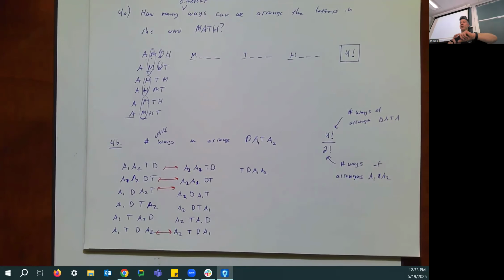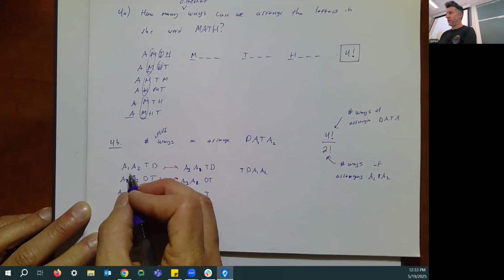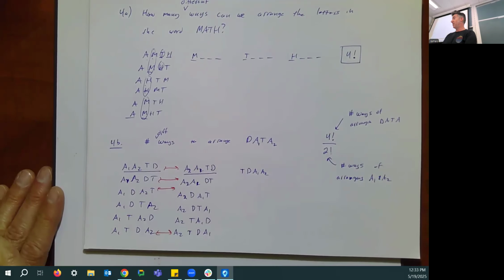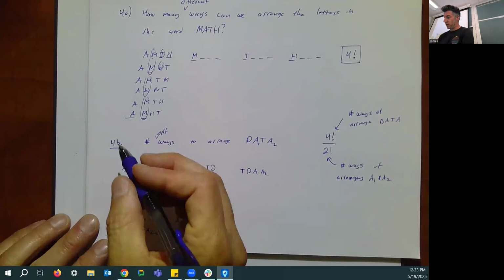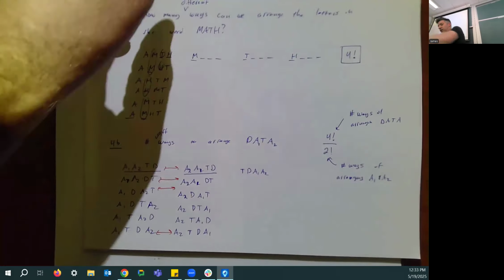So when we have these repeats, we have to divide by the number of ways of permuting the repeated letters so that we don't overcount, so that we don't think of the word AATD as different from the word AATD, right? They're still the same permutation of those letters. This is just AATD, this is AATD. They're the same, they just look a little different in that context.